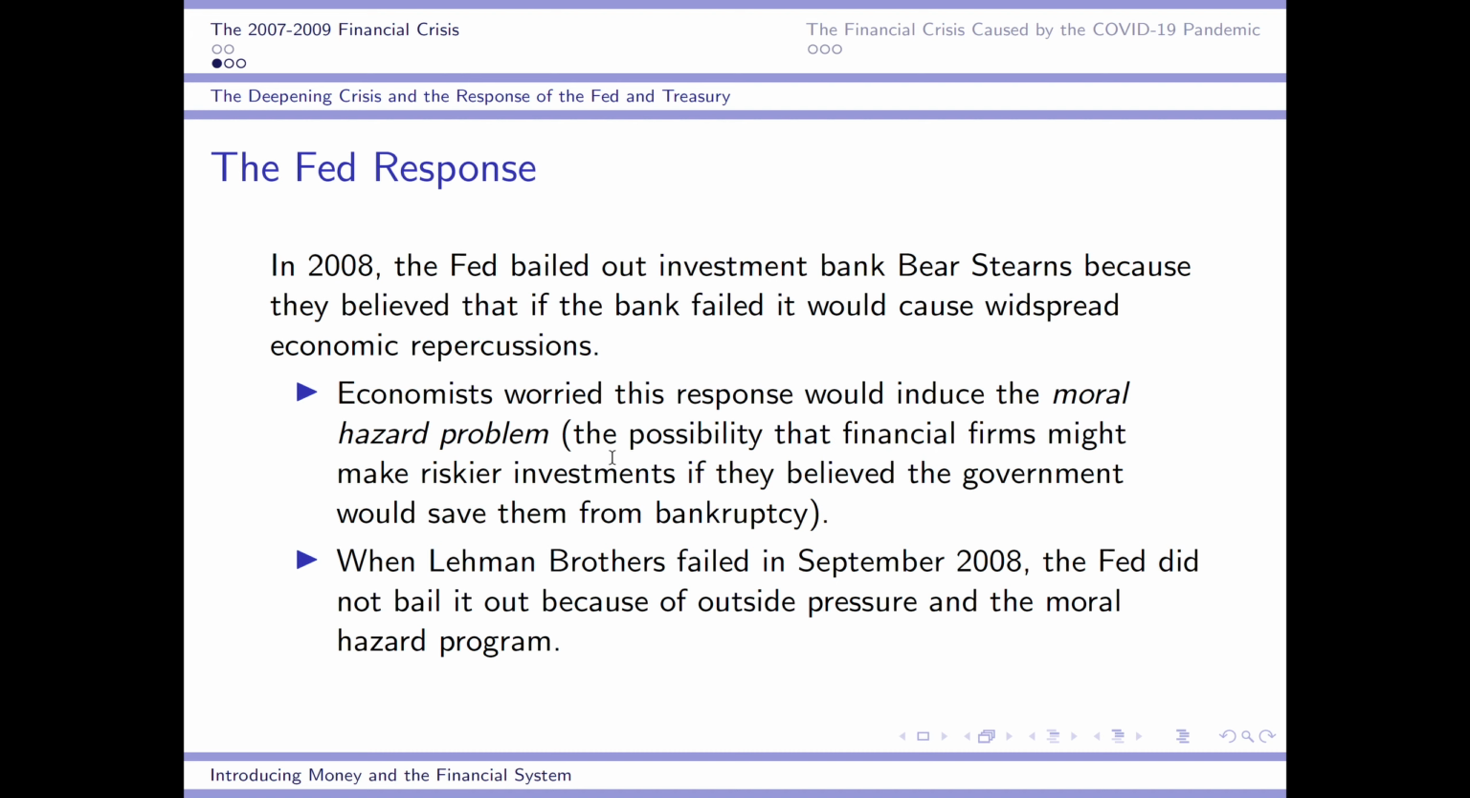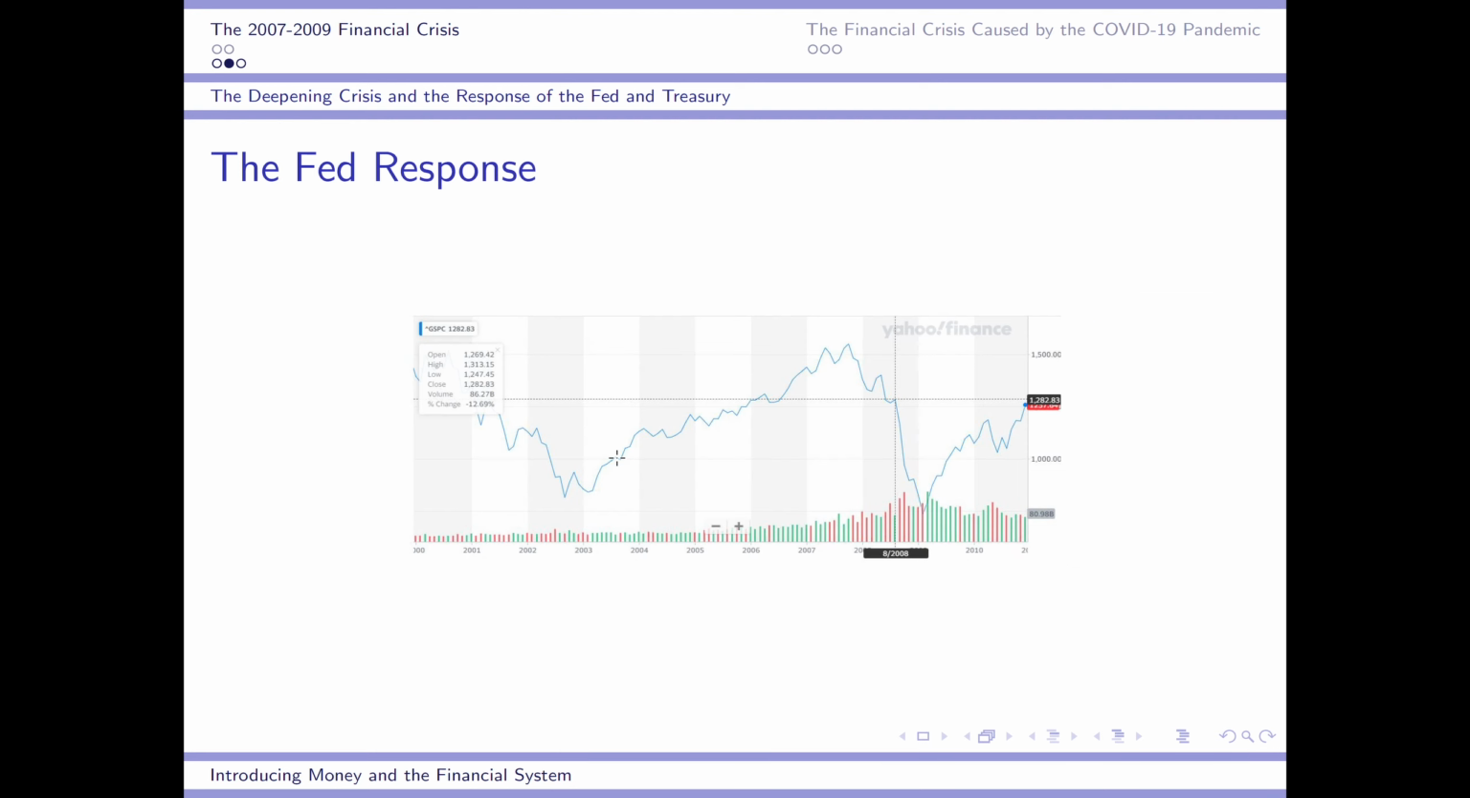And because of this, at least partially because of it, when another massive investment bank went under in September of 2008, the Fed did not bail it out, partially because of these same pressures. And when we look at the American stock market, a lot of people that don't understand the larger crisis think that the market collapsed starting with the Lehman Brothers lack of bailout and bankruptcy.